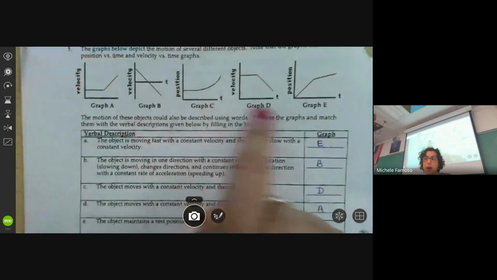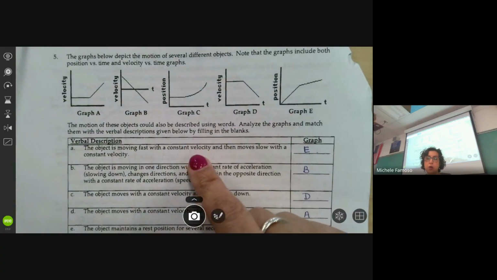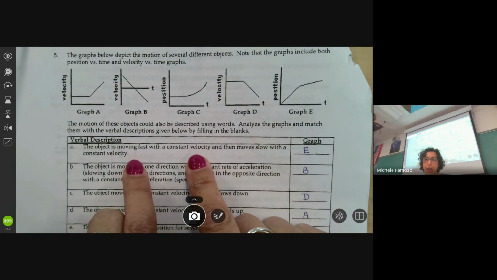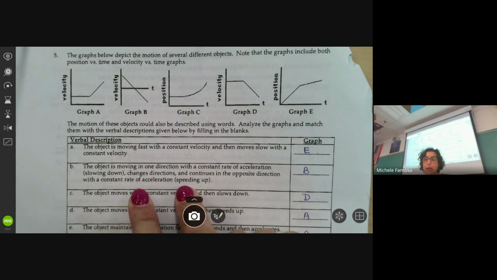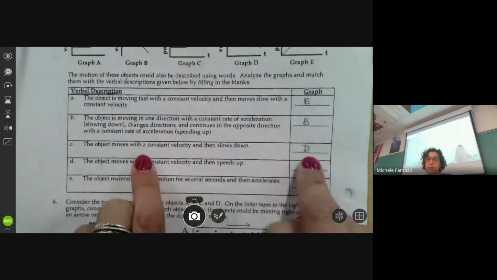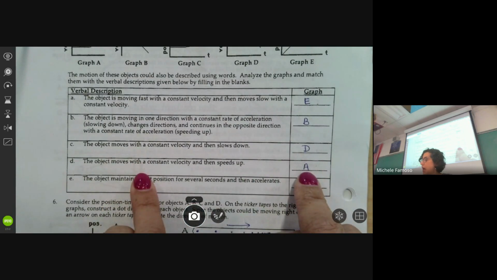Now let's look at these 5 position time graphs. Graph E goes with 5A. Graph B goes with 5B. Part C is graph D. Part D is graph A. Part E is graph C.